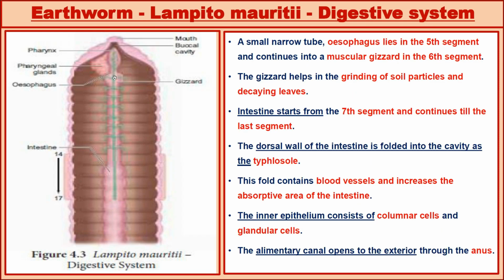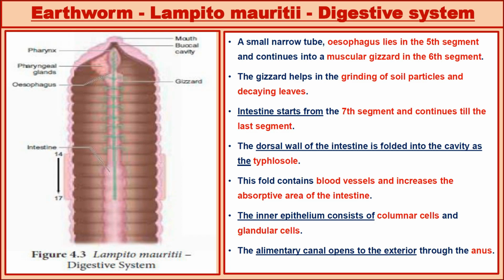The pharynx leads to a small narrow tube called the esophagus, which lies in the fifth segment alone. It continues down to the sixth segment as the muscular gizzard, which helps in grinding the soil particles with decaying leaves. The intestine starts from the seventh segment and continues till the last segment. The dorsal wall of the intestine is folded into a cavity called the typhlosole, which accommodates the blood vessels and increases the absorptive area of the intestine.